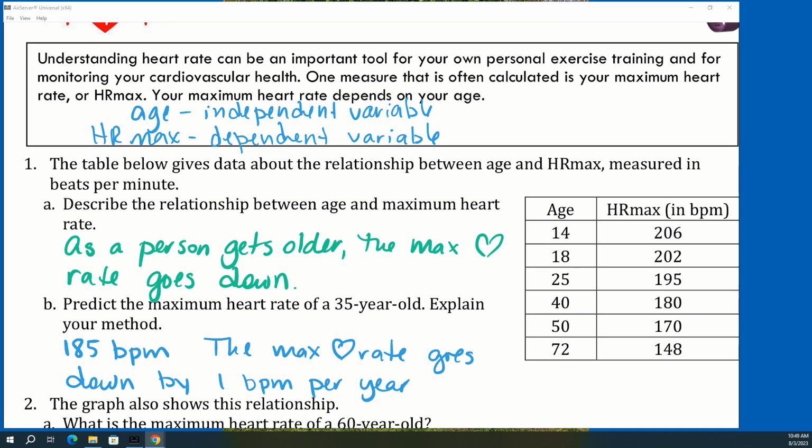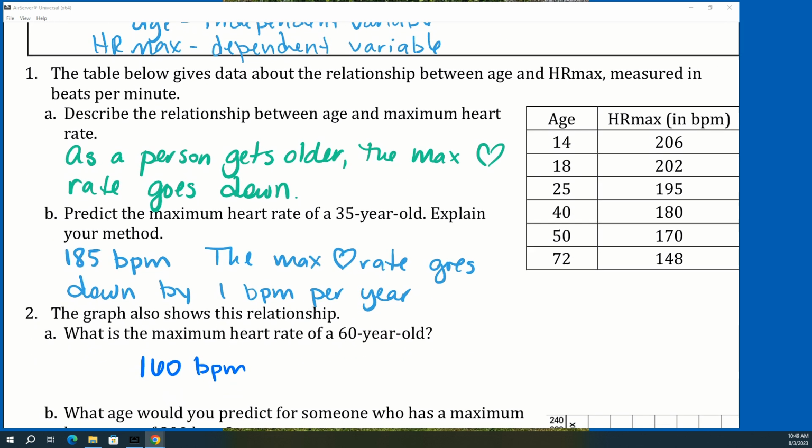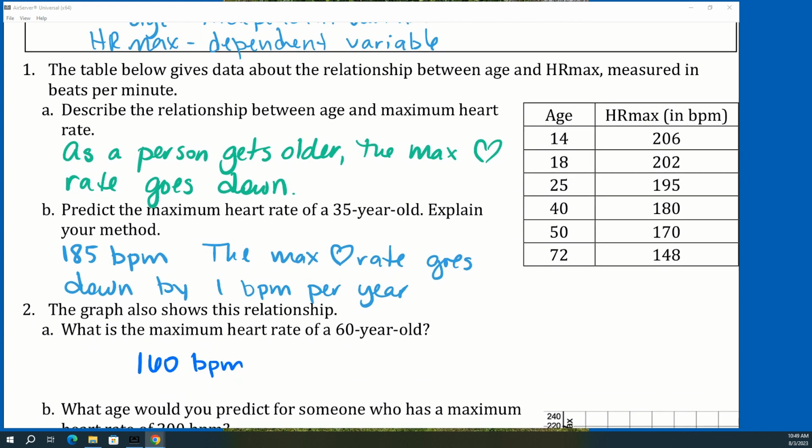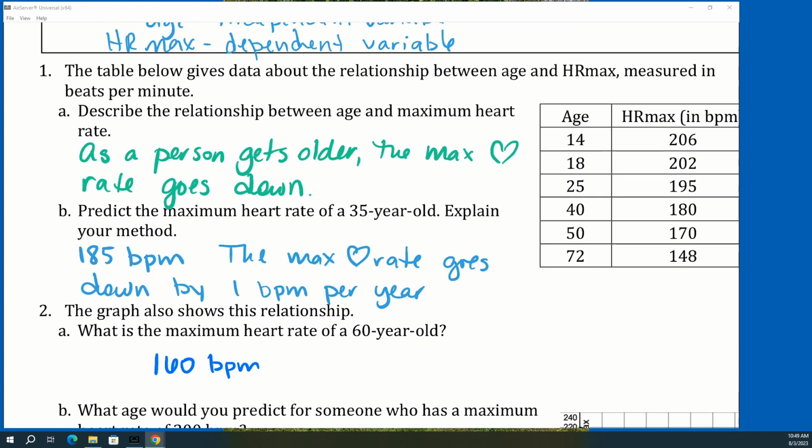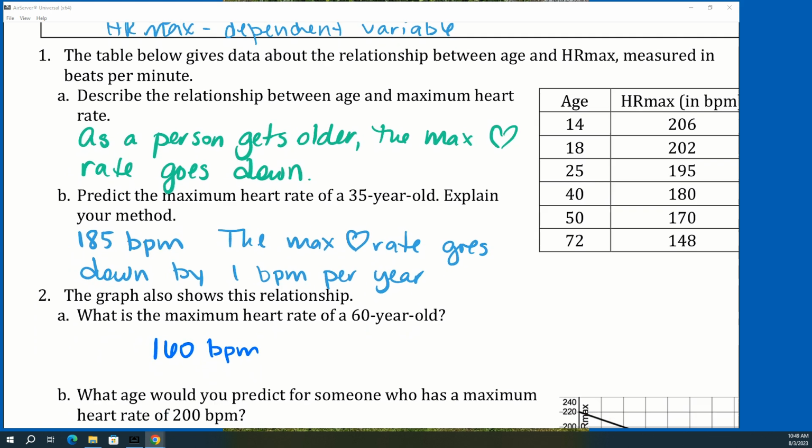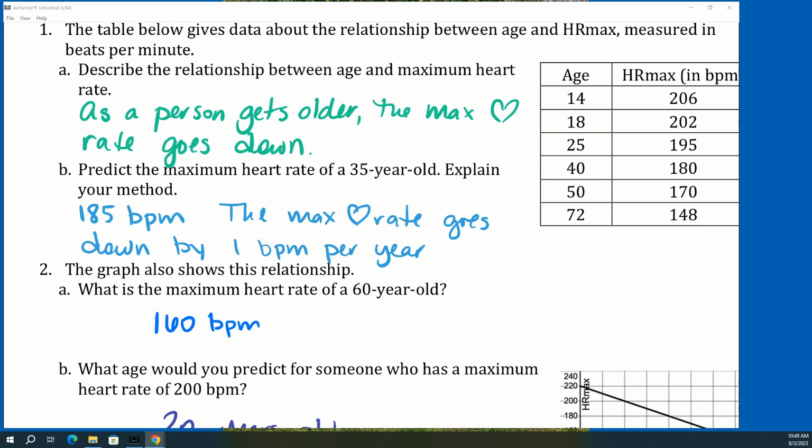Okay, now I just wrote some things. You do not have to have word for word what I have. You don't have to change what you wrote. It's okay. And I didn't use super mathy words. So the relationship, obviously, as a person gets older, the maximum heart rate goes down. And I heard a whole lot of people figuring out how much is going down, which is really good. That's what I wanted you to see.